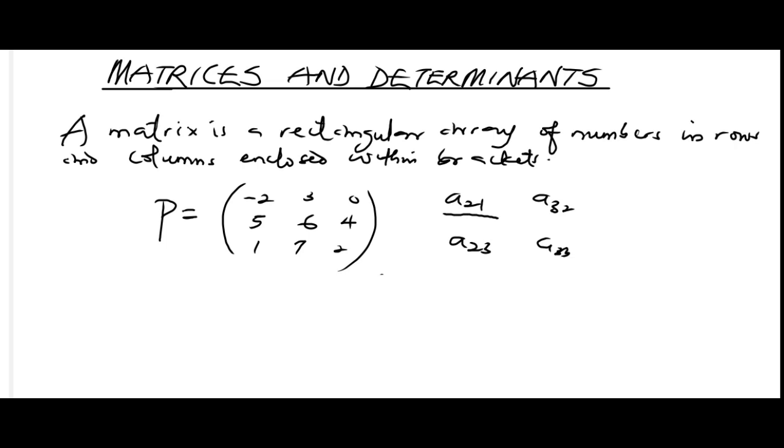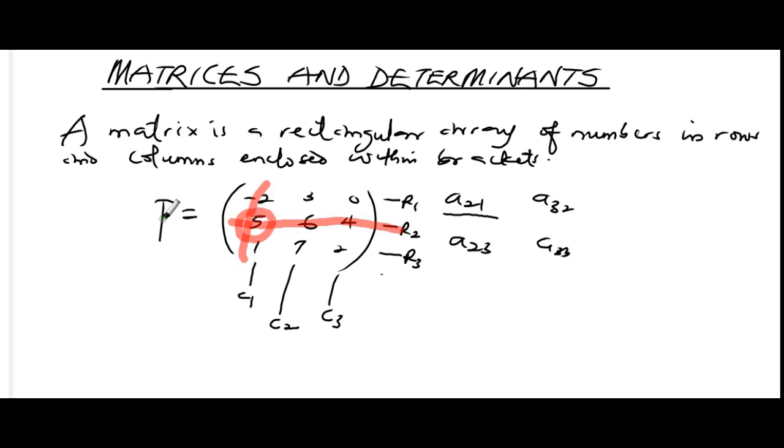Since this is A21, it simply means second row, first column. How do you recognize the rows? This is row 1, this is row 2, this is row 3. This is column 1, column 2, column 3. So second row and first column. So this is the second row and this is the first column. The one at the middle is 5. So A21 is 5.